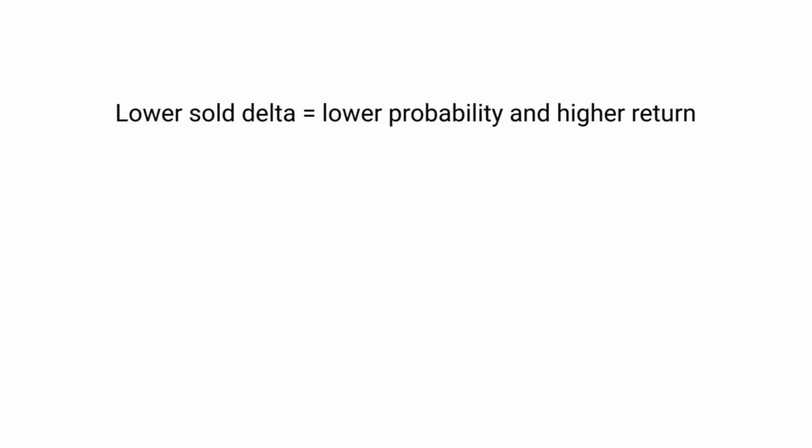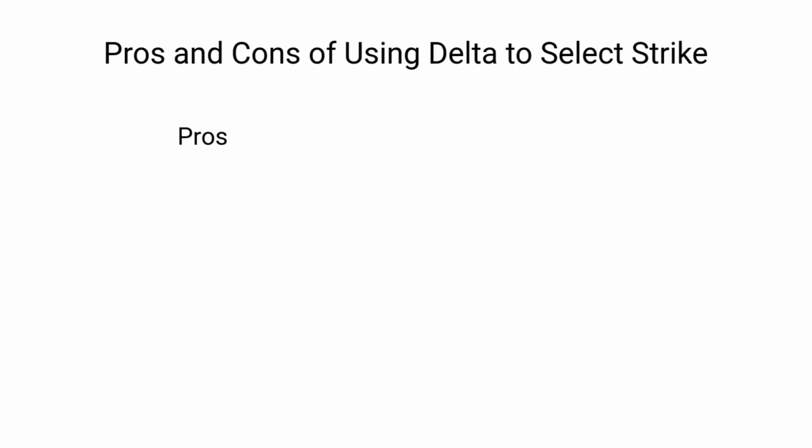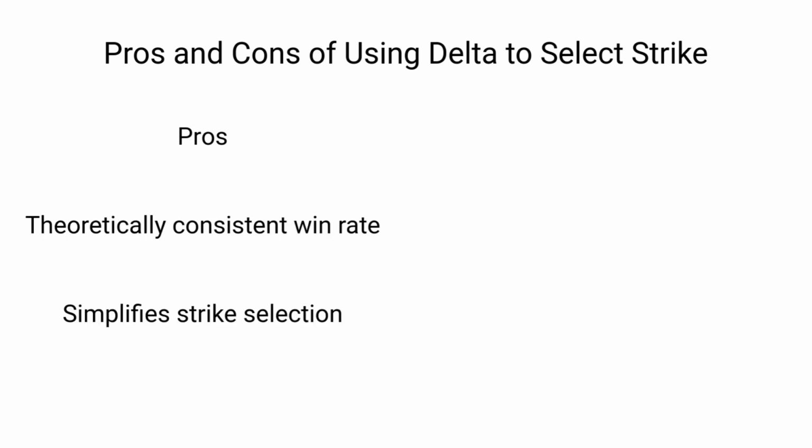A lower delta would give you a lower individual trade probability with a higher potential return, and a higher delta gives you a higher individual trade probability with a lower potential return on risk per trade. As with any set of rules, there are pros and cons to the delta approach. The pros are that by being consistent with your delta selection, you should theoretically have a consistent win rate, and you don't have to worry about knowing which strike to sell, which makes your analysis easier.